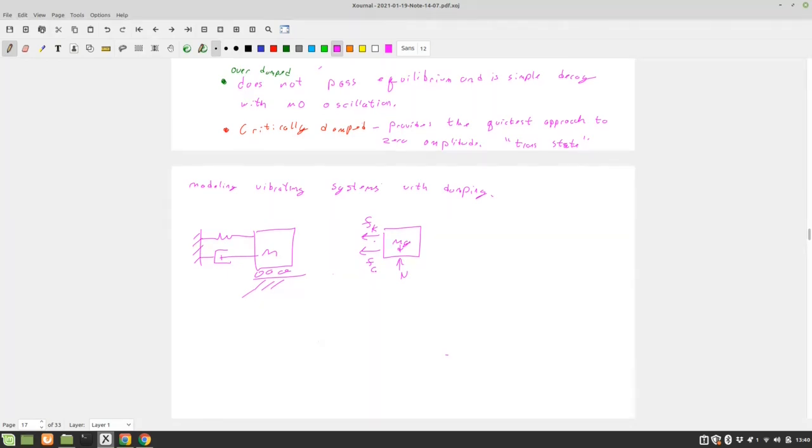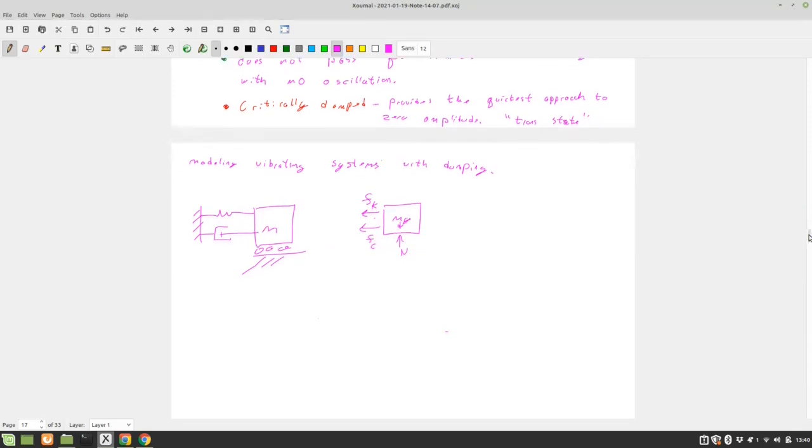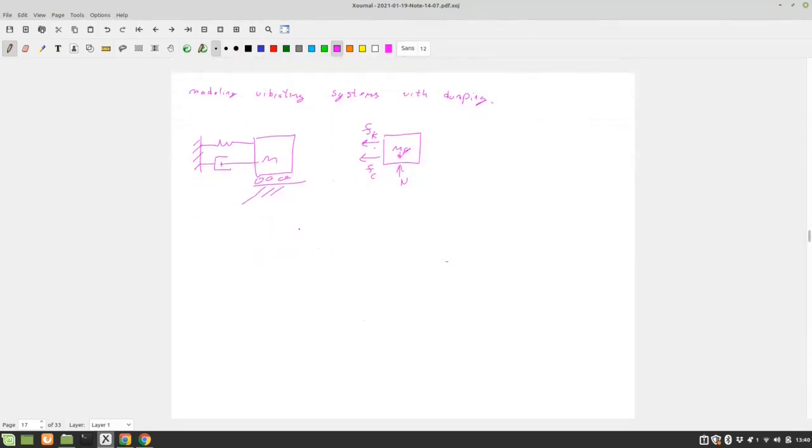If we go ahead and draw these out, we're going to end up with mx double dot of t is equal to a negative, x is positive to the right, definitely needed, negative FC, that's our force from damping, minus FK, which is our force from stiffness, right? That makes sense? So if I start to move this to the right, Newton's second law gets me my force is equal to mass times acceleration minus my force from my damping, my force from my stiffness.